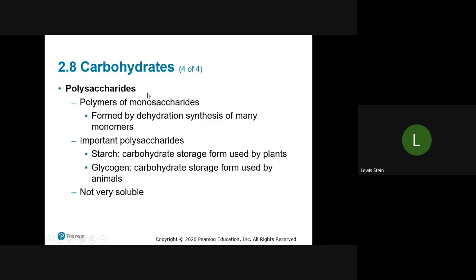So polysaccharides, where we ingest most of them, are in the form of starches. Starches are plants, and we get a lot of our carbohydrates from plants, but our bodies are able to break them down into glucose for energy. Glycogen is a certain amount that we get from animal products if you choose to ingest those.